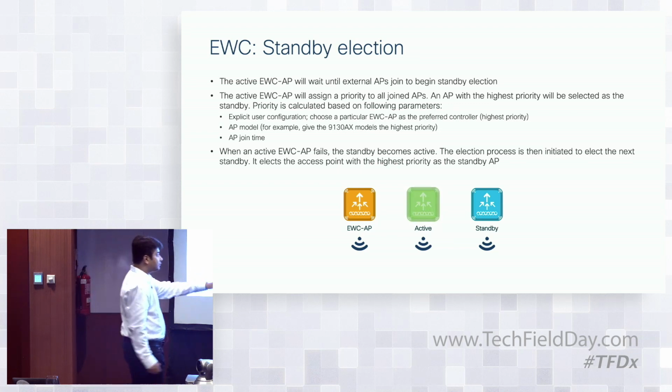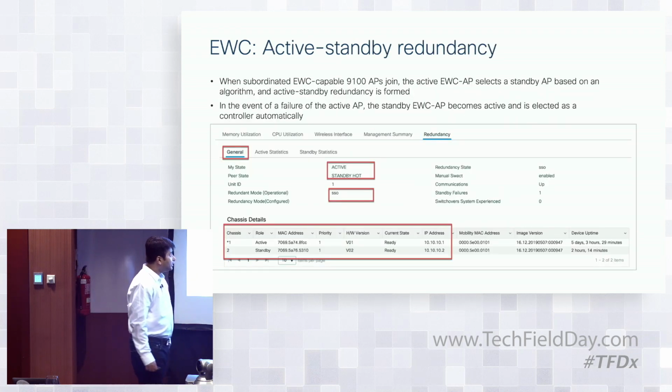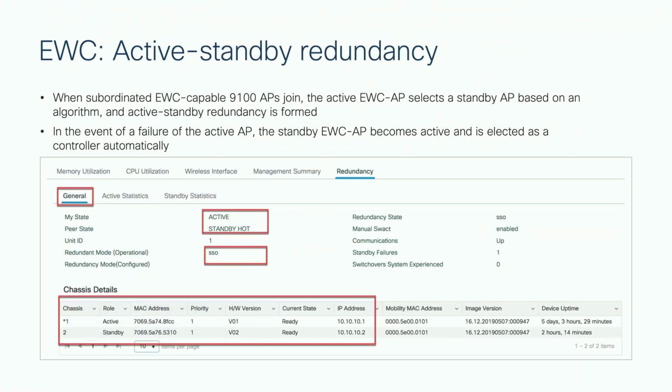There is an active and standby all the time. And when you log into the web UI of your active controller, you will be able to see which access point is active and which access point is standby. You will also see the mode is SSO, which is stateful switchover, because there is an active and standby controller running all the time. At any point of time, you can log into the web UI of an active controller and see who your standby controller is.